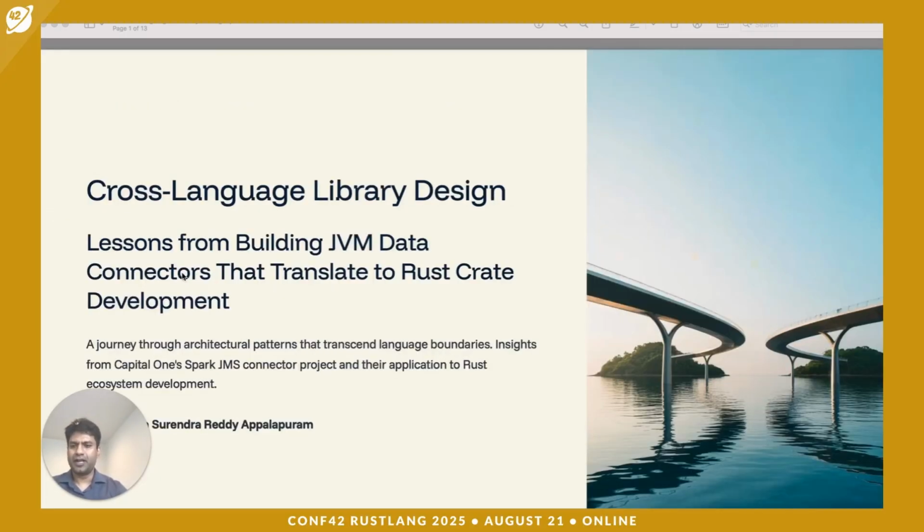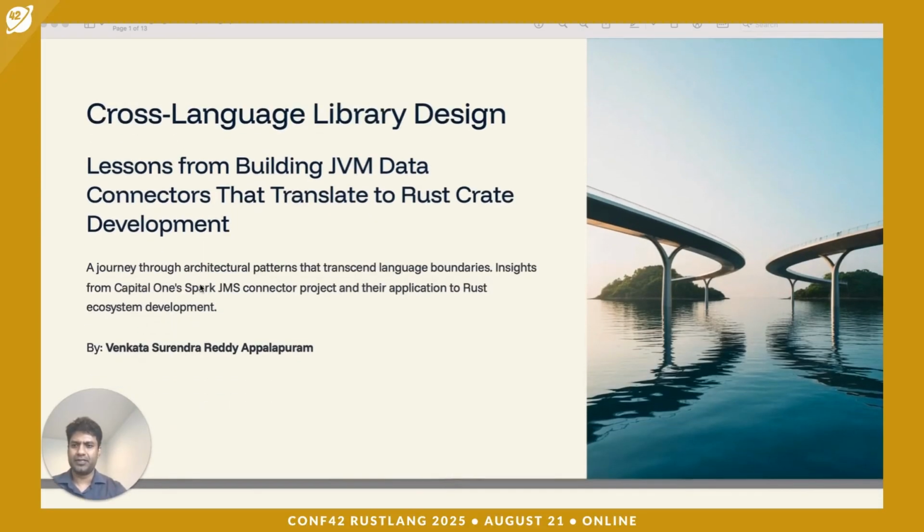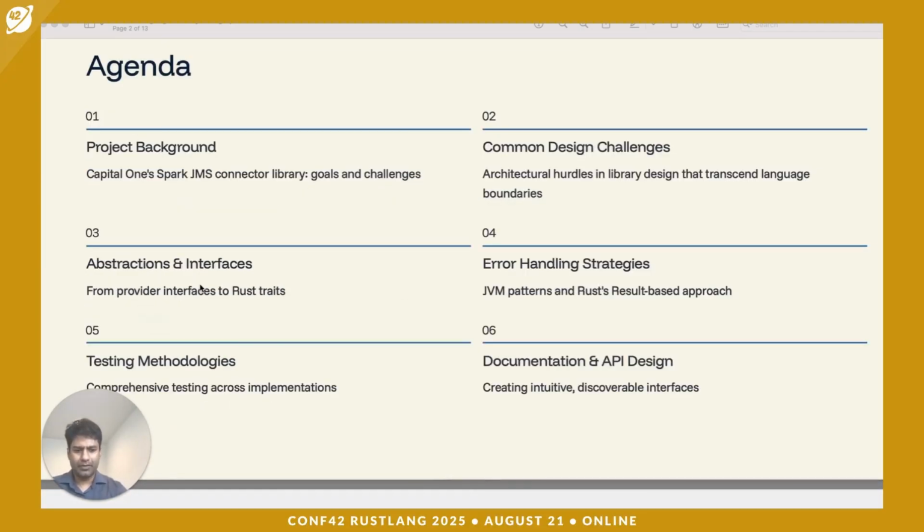Let's go to the agenda and see what are all the topics which are covered as part of this presentation. So first we will cover the project background. We'll see what is the need of the Spark JMS connector, what are all the goals and challenges we faced while developing this Spark JMS connector. Then we will traverse through the common design challenges which we face while developing a cross language library. Number three, we will see the abstractions and the interfaces of both the JVM provided interfaces and the Rust trait.